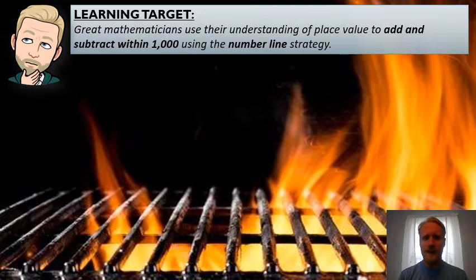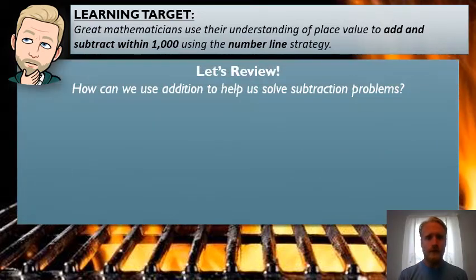Our learning target for today is to understand that great mathematicians use their understanding of place value to add and subtract within 1,000 using the number line strategy. That's right, we've got to be flexible thinkers. So let's do a little bit of a review. How can we use addition to help us solve some subtraction problems? And you're going to notice that I can show you using a number line.